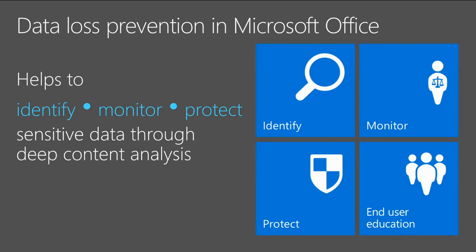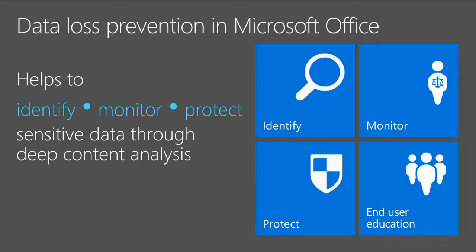When we think of data loss prevention, it's about helping to identify, monitor, and protect sensitive data through deep content analysis. Deep content analysis is a key aspect of this, to be able to target your policies and your controls at what you consider sensitive information. Out of the vast amount of data in your organization, only a small fraction is considered sensitive. We want to target that data so that you can provide controls around it and not impede users in any other parts of their usage.